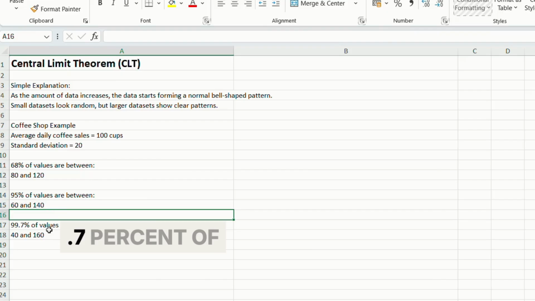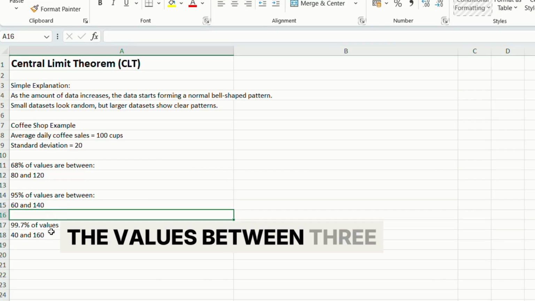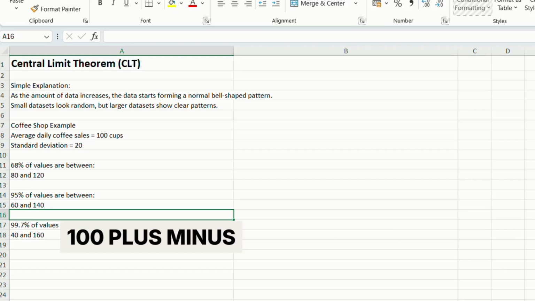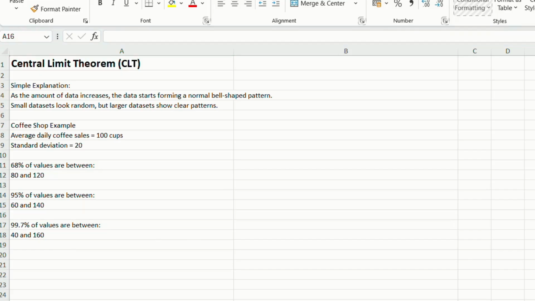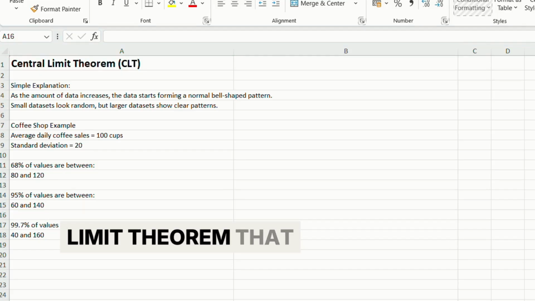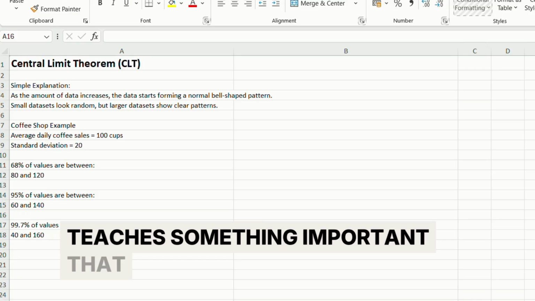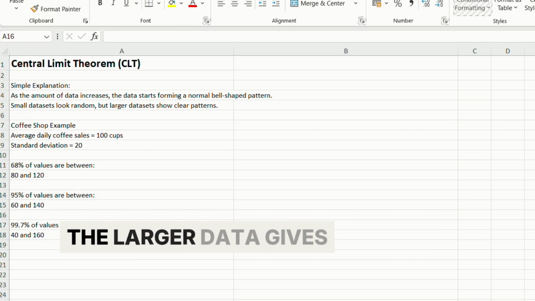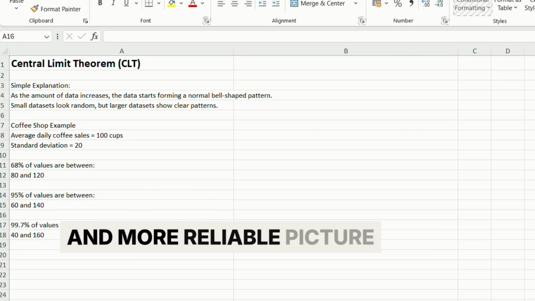Now, 99.7% of the values are within three standard deviations, meaning 100 plus or minus 3 times 20, so 100 plus or minus 60, which is 40 and 160. The real meaning of the central limit theorem teaches something important: small data can be misleading, but larger data gives a clear and more reliable picture.